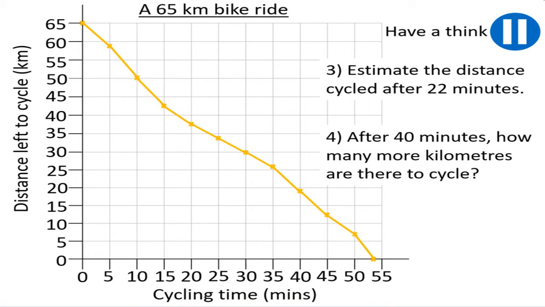Here we have the same line graph with the distance left to cycle on a 65-kilometre bike ride. Now you've looked at questions 1 and 2, have a think about these questions and see if you can work out the answer. Question 3 asks you to estimate the distance cycled after 22 minutes. And question 4, after 40 minutes, how many more kilometres are there to cycle? Good luck!